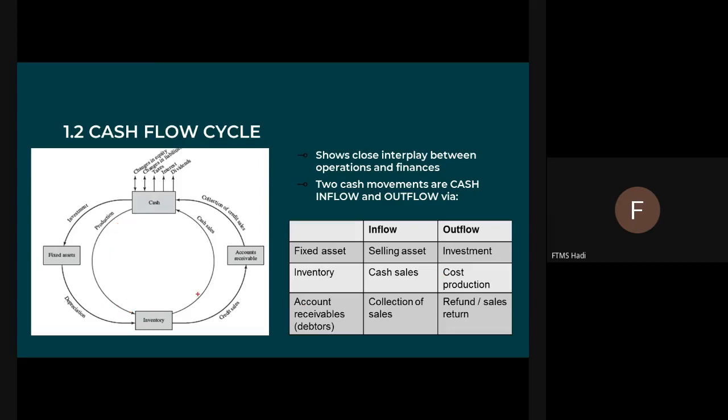Okay. However, the inventory will convert into cash if the sales happen. For example, one of the inventory is finished goods. That means the product is already produced and then sold to the customer. The customer will buy and the money will go into the cash account. So that means cash sales. It can be credit sales as well, but converting into cash will take some time. So that is the second part of inventory.